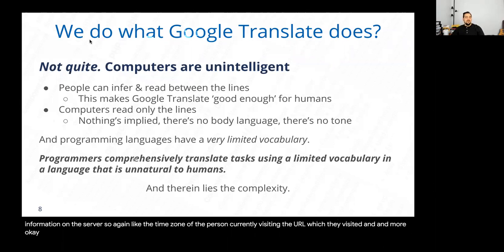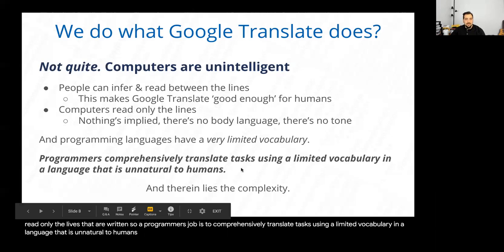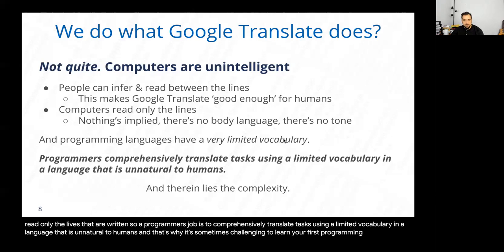Okay. Now, when I say that PHP is somewhat similar to a natural language, sometimes people think, are we just doing what Google Translate does? And the answer is not quite. And it's because people can infer and read between the lines, whereas computers read only the lines that are written. So a programmer's job is to comprehensively translate tasks using a limited vocabulary in a language that is unnatural to humans. And that's why it's sometimes challenging to learn your first programming language.